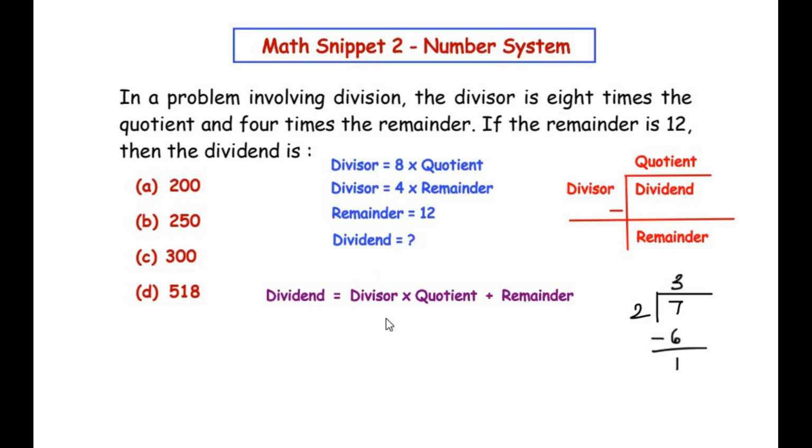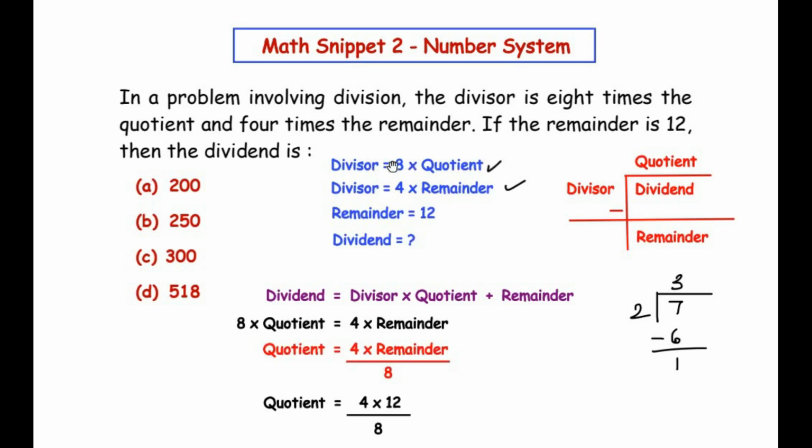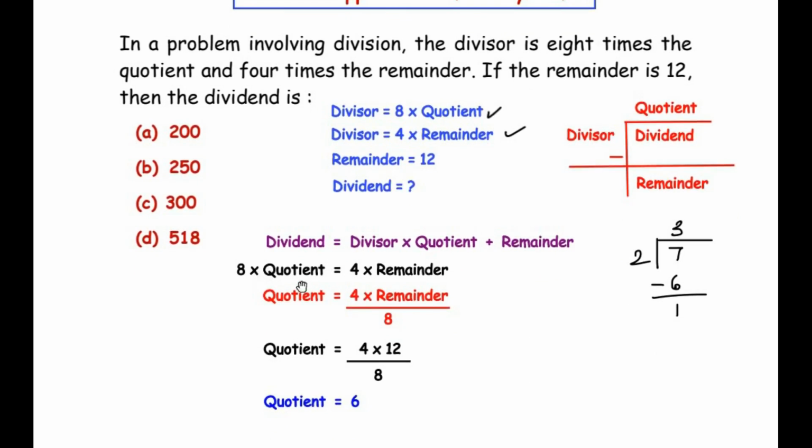Now once we have got this relationship, we know that divisor is 8 times quotient and divisor is 4 times remainder. So it's the same divisor. So we can equate 8 times quotient to 4 times remainder. So here we have equated 8 times quotient with 4 times remainder. Now let us take 8 on the other side of equal to sign. So quotient will be equal to 4 times the remainder divided by 8.